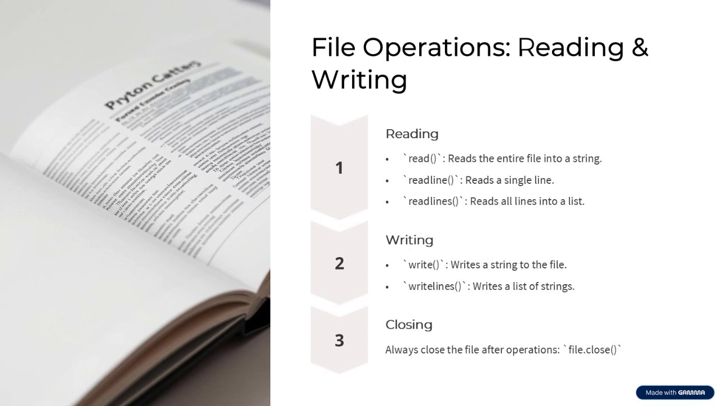Second point is writing. Under writing, first point, write writes a string to the file. Second point is writelines. It writes a list of strings. Third point under file operations is closing. Always close the file after operations, using file.close().